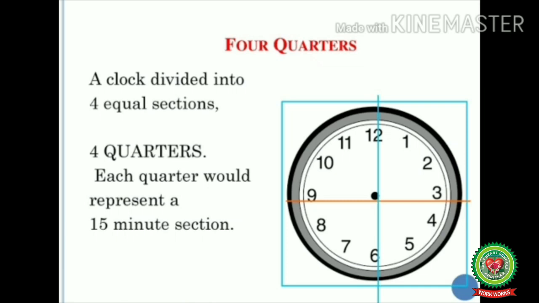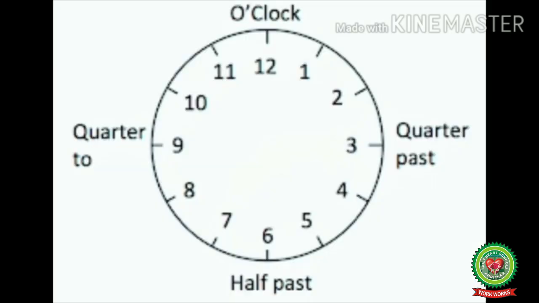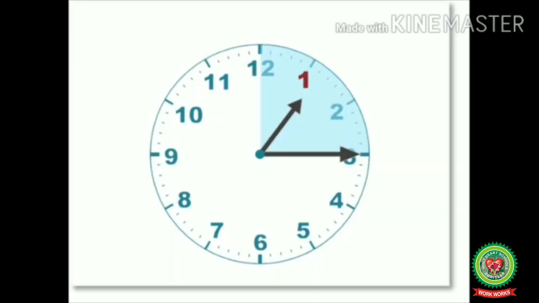Now children, I will tell you about all 4 quarters. At 12 it is o'clock, long hand at 3 is quarter past, at 6 it is half past, and at 9 it is quarter to. Children, today's topic of our learning is quarter past. Now see the clock. In this clock, the short hand is a little forward from 1 and the long hand is at 3. Children, when the long hand is at 3, that is our first quarter. That means a quarter has passed.